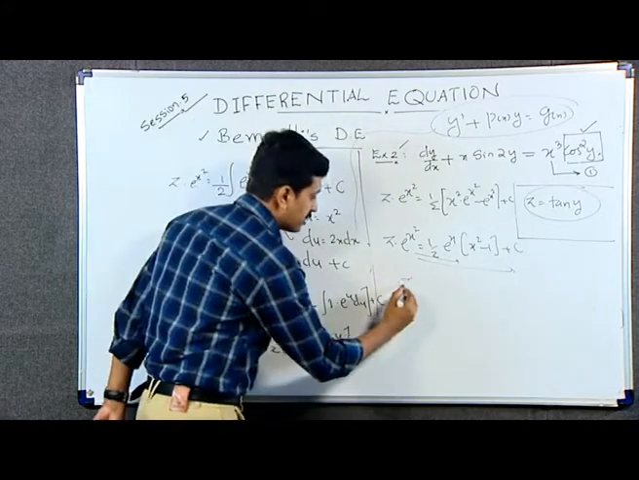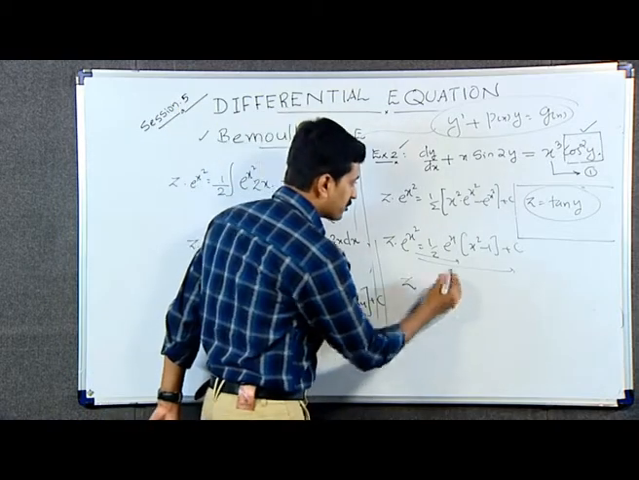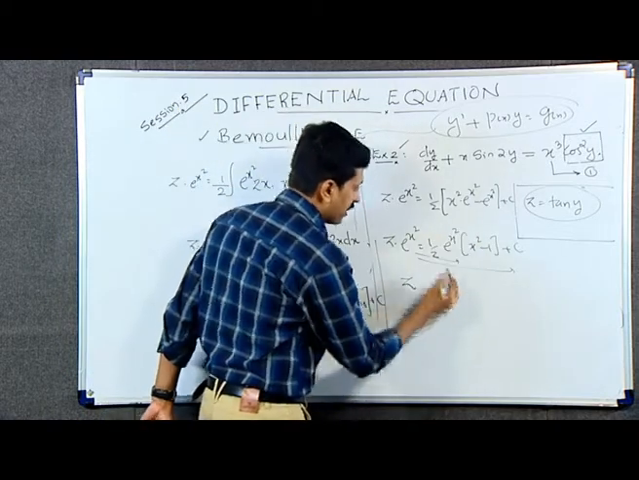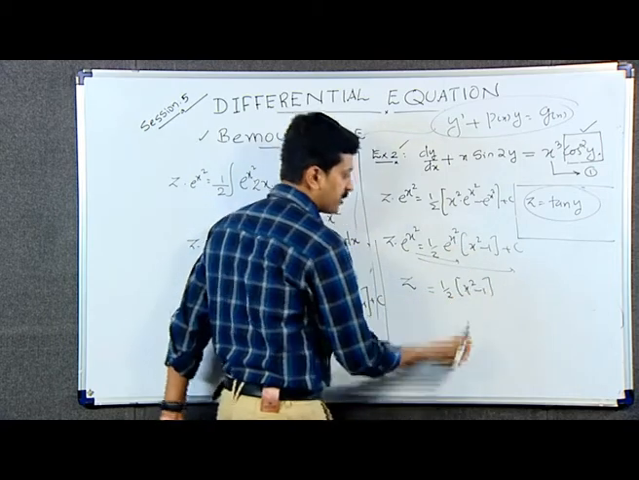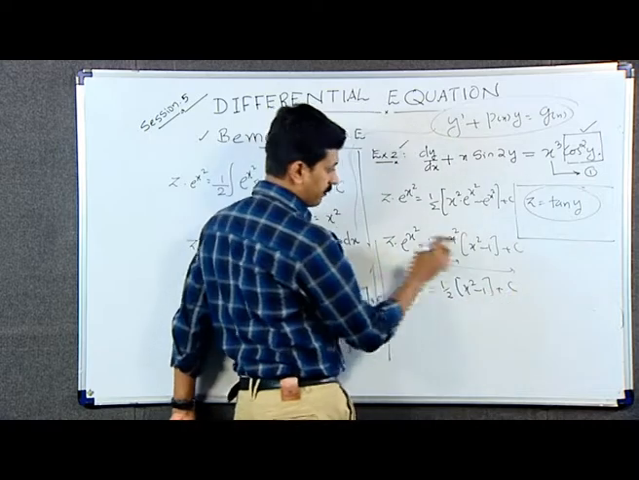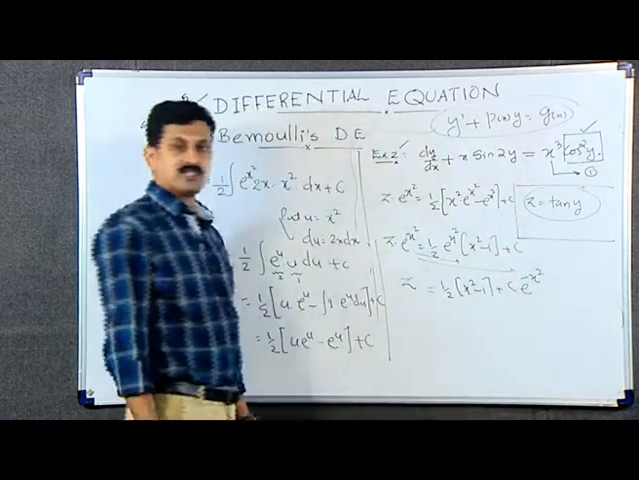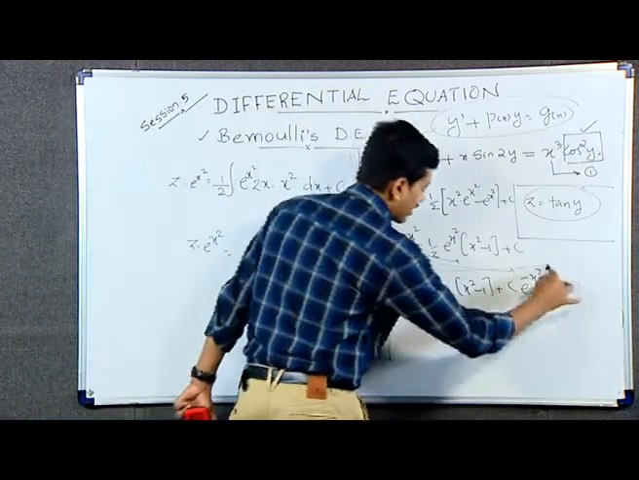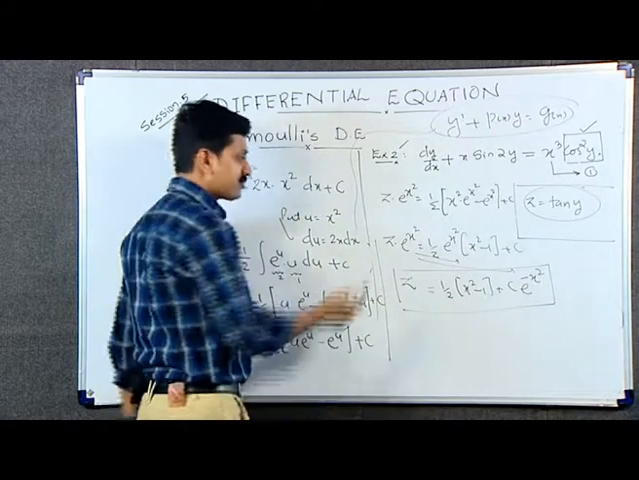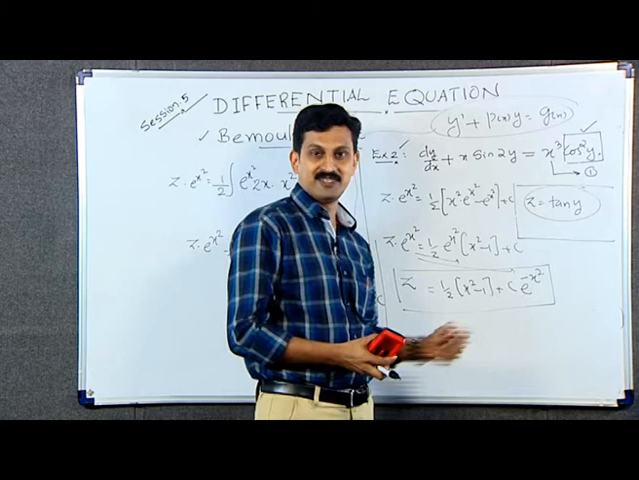I am dividing by e raised to x square on both sides. So, what will happen? z is equal to 1 by 2 into e raised to x square by e raised to x square will go, x square minus 1, plus c divided by e raised to x square, it comes to the numerator, plus c e raised to minus x square. This is the general solution of the ordinary linear differential equation, that is equation 3.